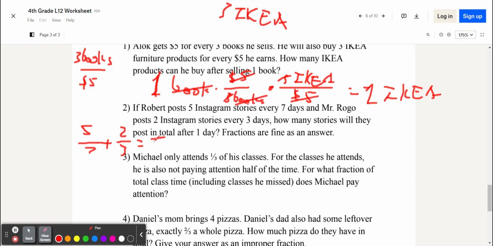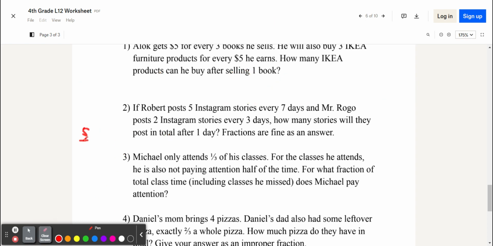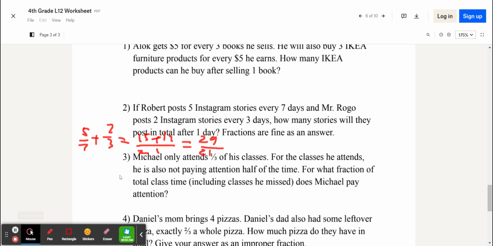And then so the common denominator, I'll just clear the screen, sorry. 5 over 7 plus 2 over 3. Common denominator will be 21. So we have 21, and then we have 15, because that's 5 times 3. And then 2 times 7 will be 14. And so we just get 29 over 21.